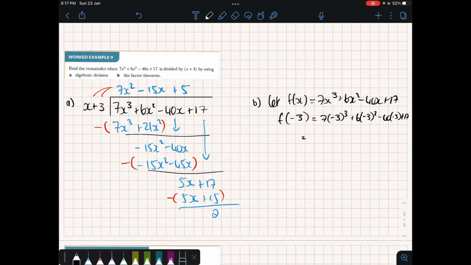Very quickly, we will have 7 times minus 27, so that's minus 189, plus 54, plus 120, plus 17, and this will be equal to 2. So, as before, both methods present us with the remainder. The factor theorem tells you what the remainder is, and if you use algebraic division, you get the quotient as well as the remainder. Depending on what the question asks, these are the two methods you could consider. If you are only considering the remainder, the factor theorem is much faster, but if we needed to know the other polynomial, then algebraic division is the better solution.